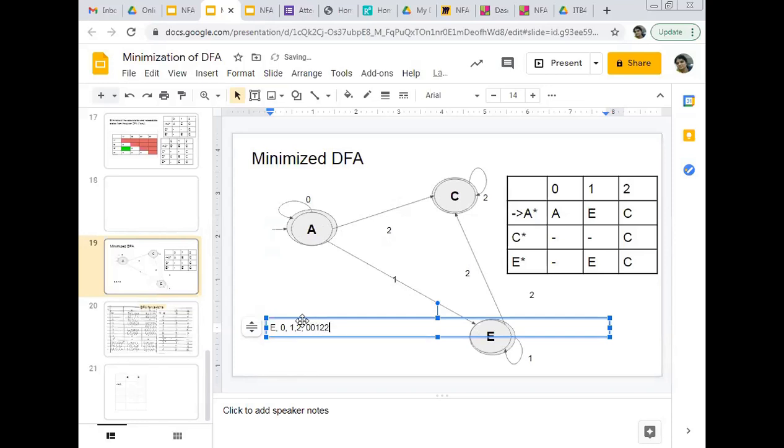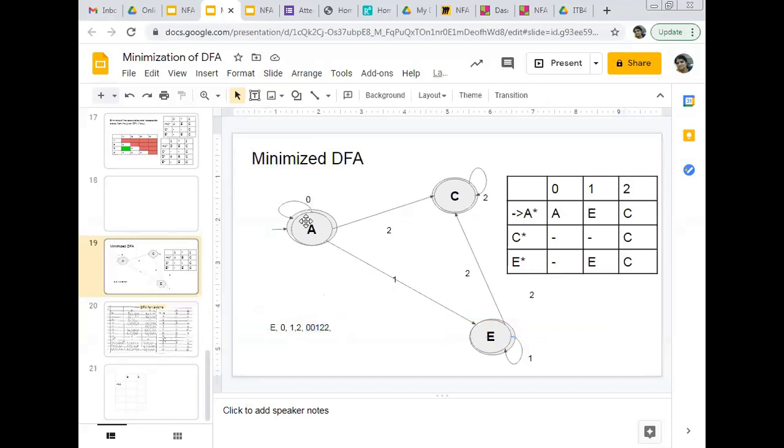Similarly, any other example? Say 0, 0, 1, 2, 2. I'm just taking this as an example. Can we get 0, 0, 1, 2, 2? I think this is a string that can be obtained from 0 star, 1 star, 2 star. Do you agree, students? Yes? Okay. Now we'll check whether this can be derived using the minimized DFA that we just drew.